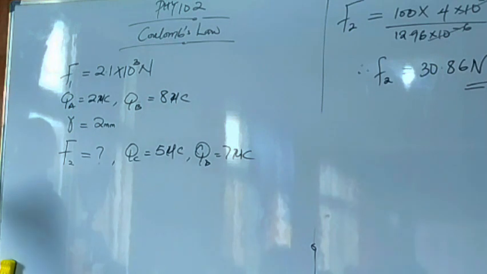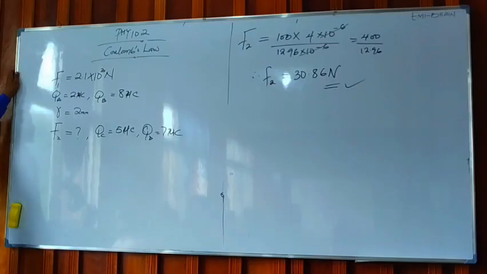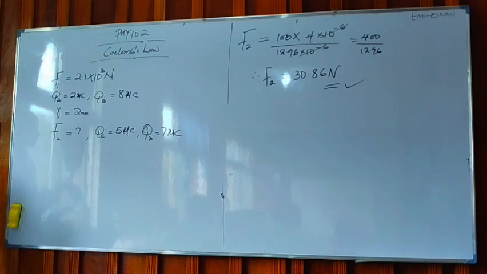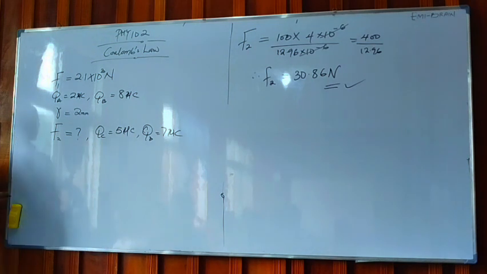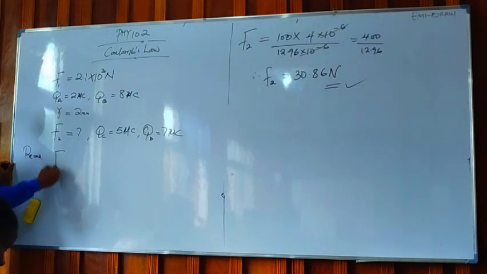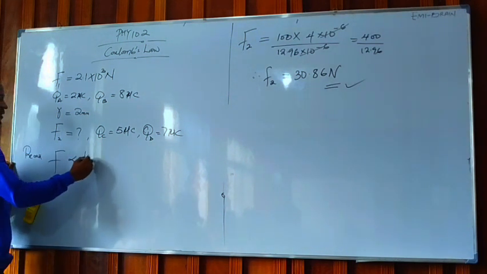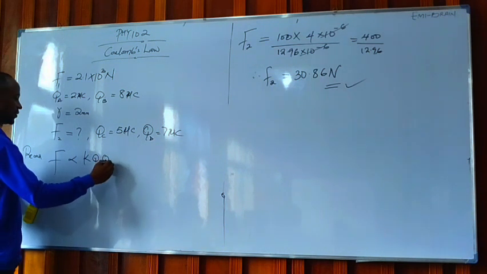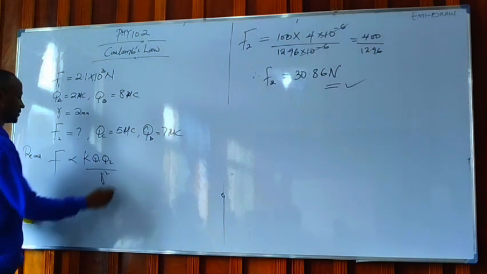Which formula will I use to solve this? We are told that they are kept in the same medium and they have the same distance. Now look at this. The general law says F is proportional to what? K Q1 Q2 over R squared.